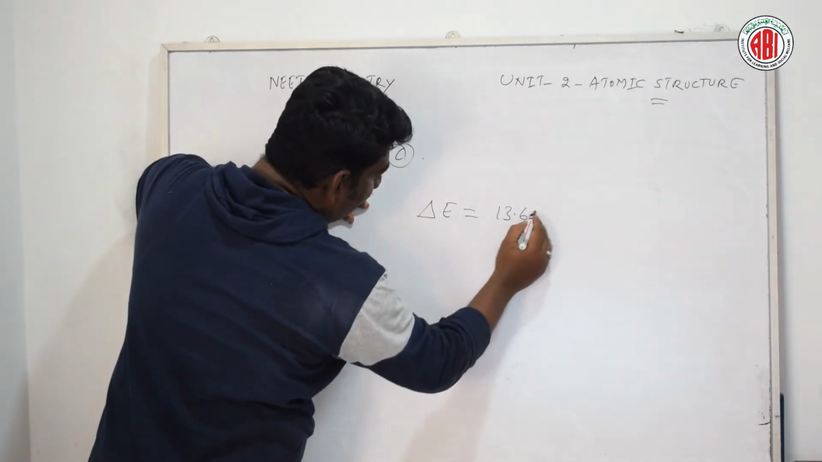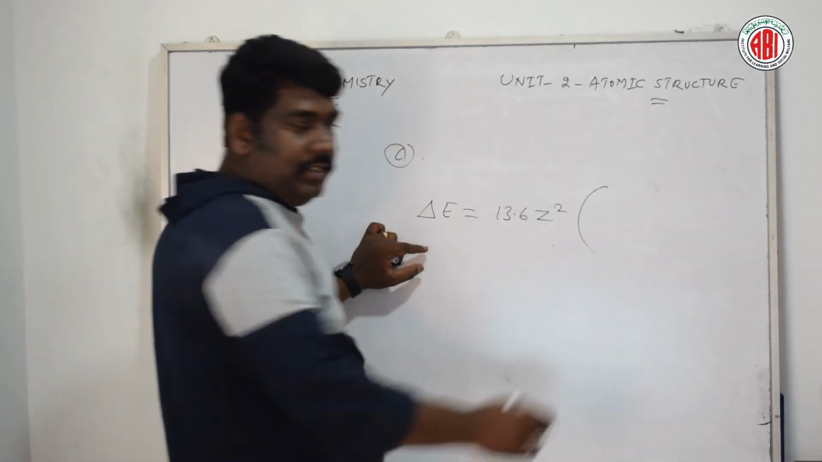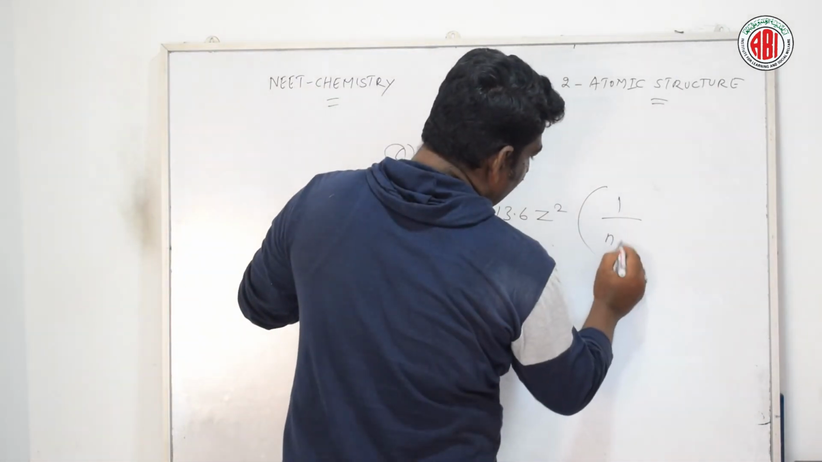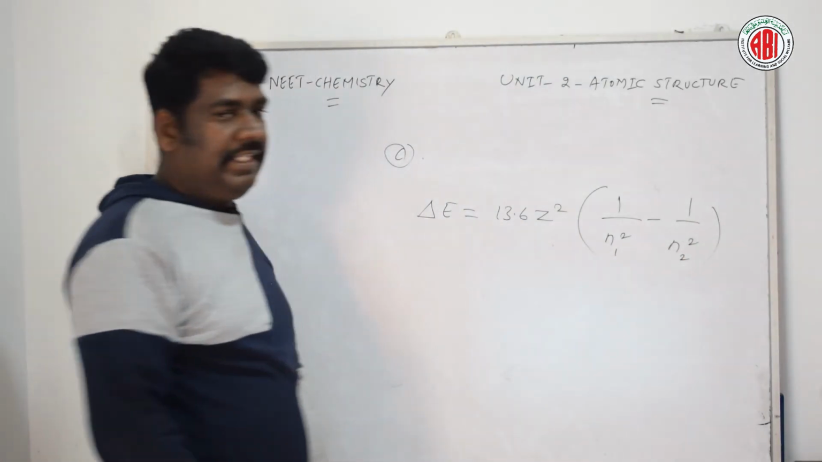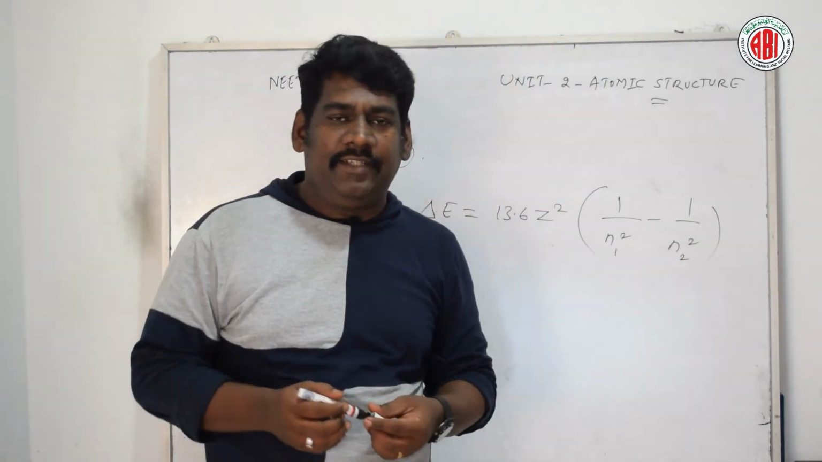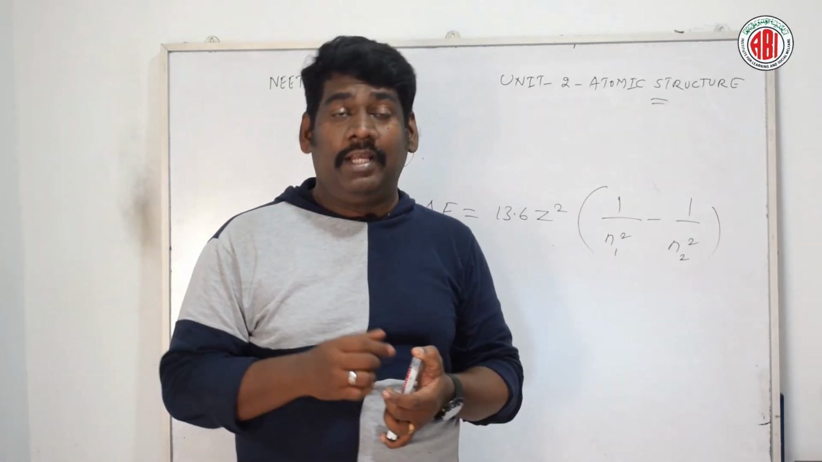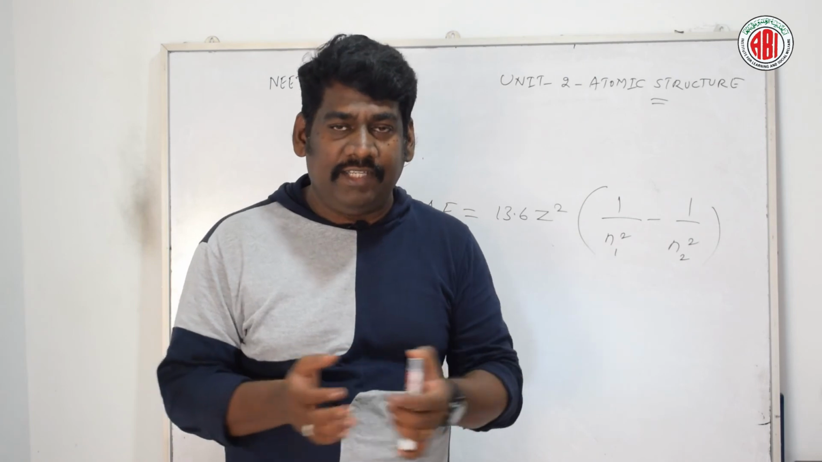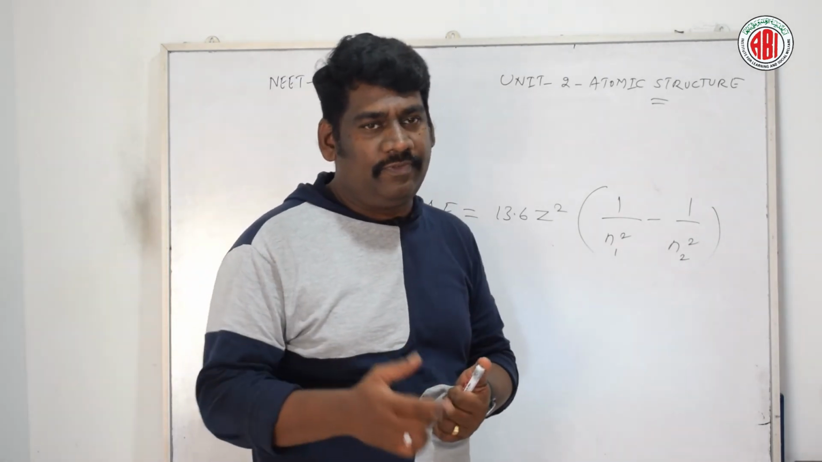So we are going to follow this formula: 13.6 Z square into 1 by n1 square minus 1 by n2 square. According to this, we can see that the energy of the photon obtained from the transition n6 to n5 will have the least energy. So by this way we can solve this problem. Let us go for the next question.